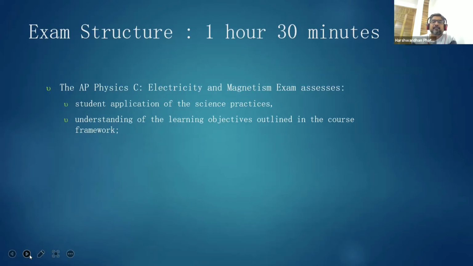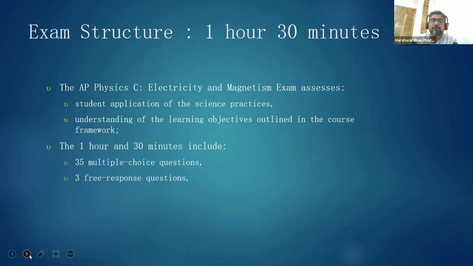It assesses the application of the science practices and understanding of the learning objectives, which have been outlined in the course framework. So if you visit the AP Central website and go to the page related to electricity and magnetism, you would see the learning objectives of the course. They have clearly highlighted it in the document. Please go through those objectives because the exam basically assesses those objectives.